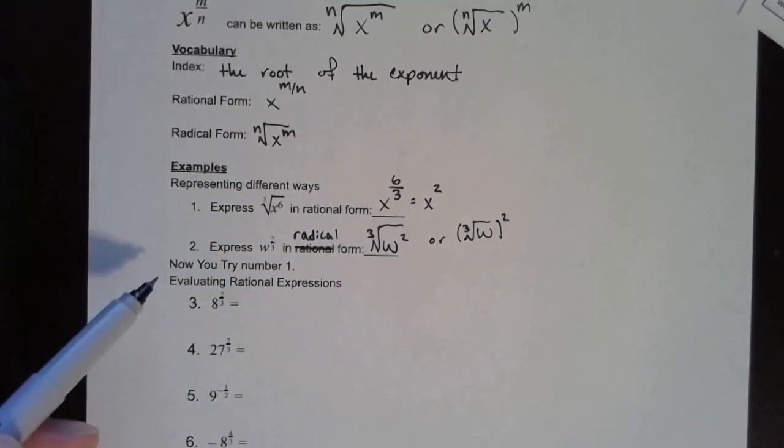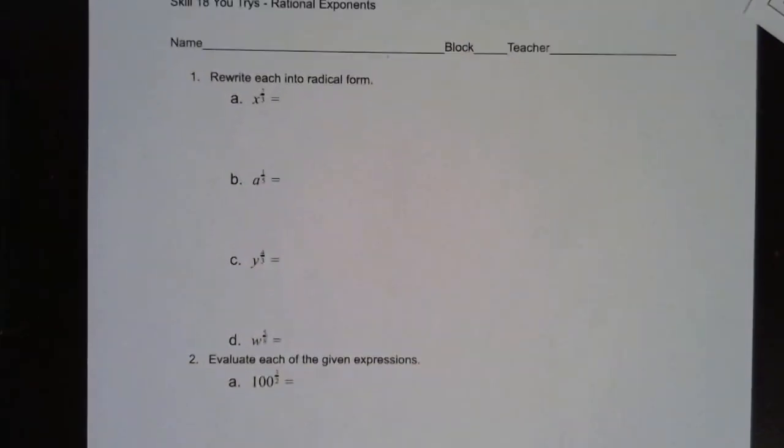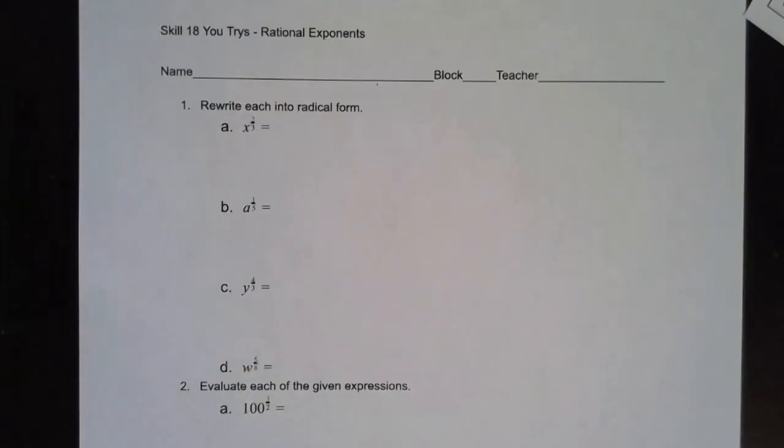Now we want to go ahead and do the U Try number 1. For all of these, they are all in rational form, and we want to put them in radical form. Go ahead and pause the video and try these 4 parts for this first question.